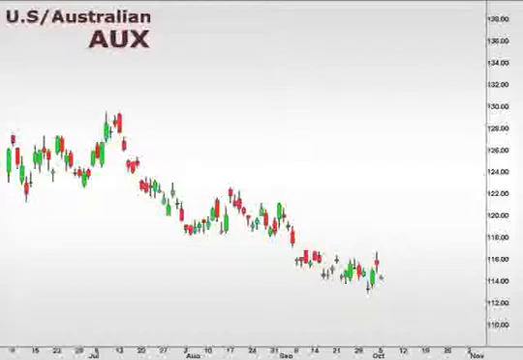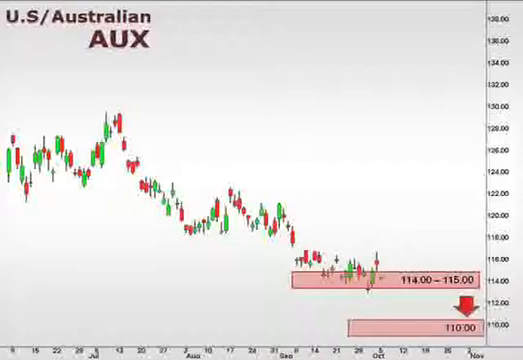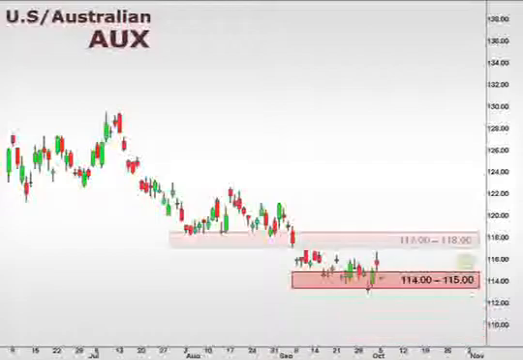Finally, let's take a look at the US versus the Australian dollar, as seen here in the FX Options pair value AUX. We still see this pair value consolidating within that 114-115 focal zone after an attempt last week to break above. We're now back in this range. A break below 114 will suggest the possibility of a move that may extend as deep as 110. However, another attempt higher with a break above 116 opens the window for a move up into this 117-118 focal zone.